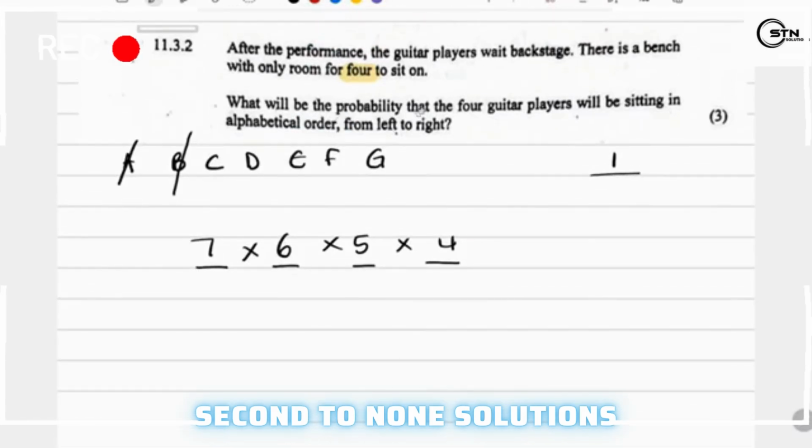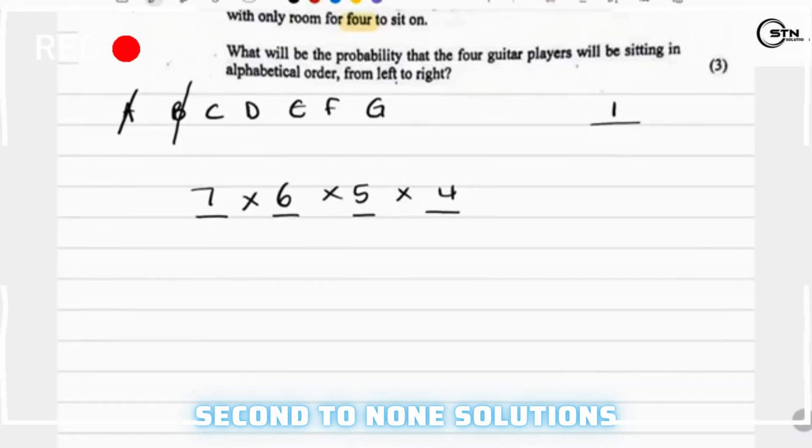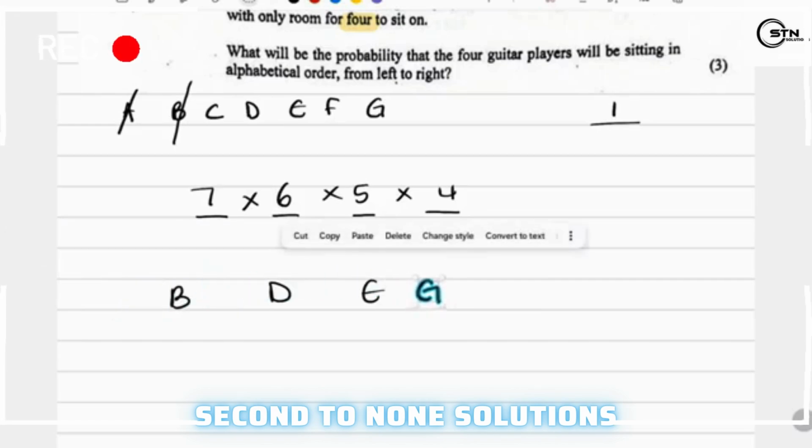But then they say, what is the probability that the 4 guitar players will be sitting in alphabetical order from left to right? The only way they can sit in alphabetical order is one way, because even if it was just B and D and let's say E and G, if I decide to move G here, they're not in alphabetical order. So regardless of who is sitting, there's only one way they can be in alphabetical order.